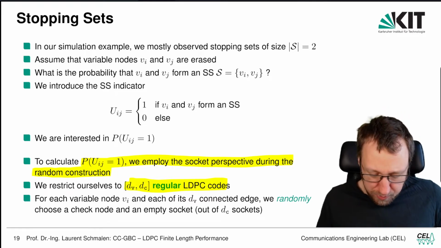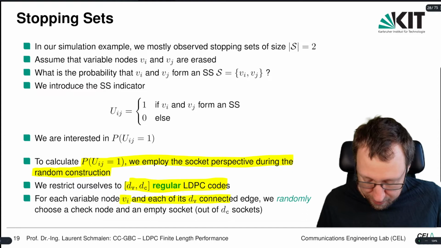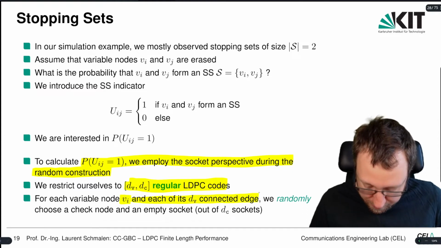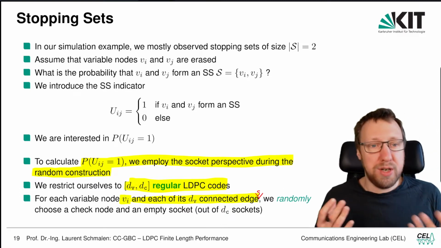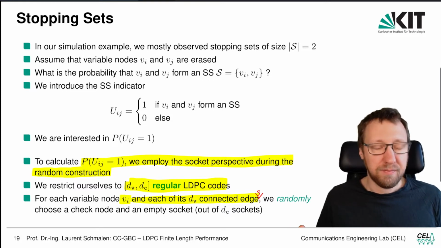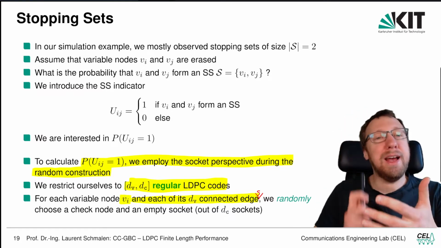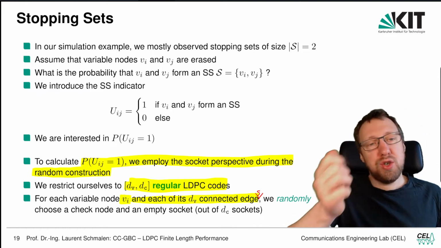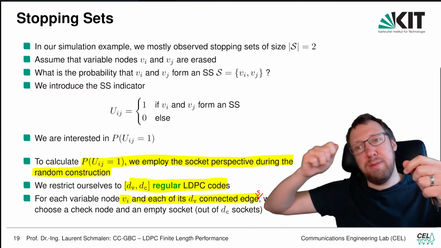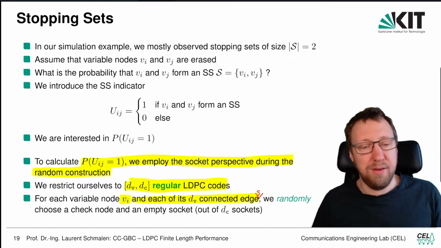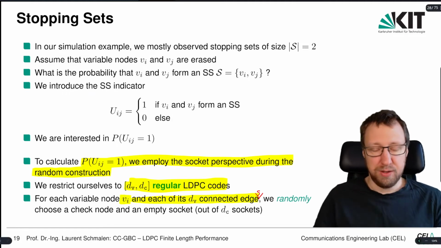So what we do is, for each variable node VJ and its DV connected edges, we randomly choose a check node and an empty socket. Recall, in the construction, we use this random permutation. When we connect an edge, it means that we can choose an empty socket. This is like choosing a random permutation. You put some sockets and you randomly fill in those sockets until all the sockets are filled, and we also avoid parallel edges during the construction.